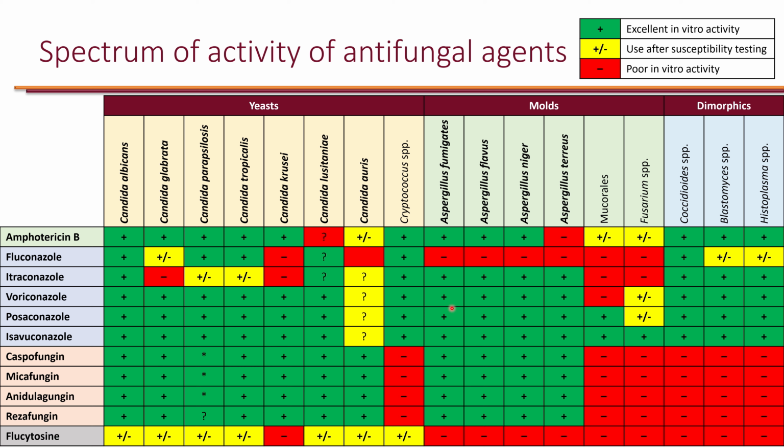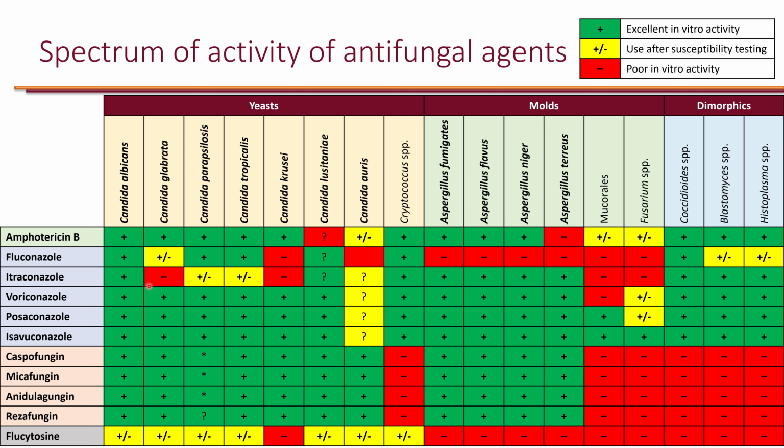Voriconazole has somewhat of an activity against fusarium, but definitely not against mucorales. And then posaconazole and isavuconazole, that's when you get the activity against mucorales. So when patients have mucorales, these are essentially the agents that you want to use. And then for echinocandins, they have somewhat of an activity against most molds, specifically aspergillus, but in general, their activity is not as good as azoles for aspergillus.